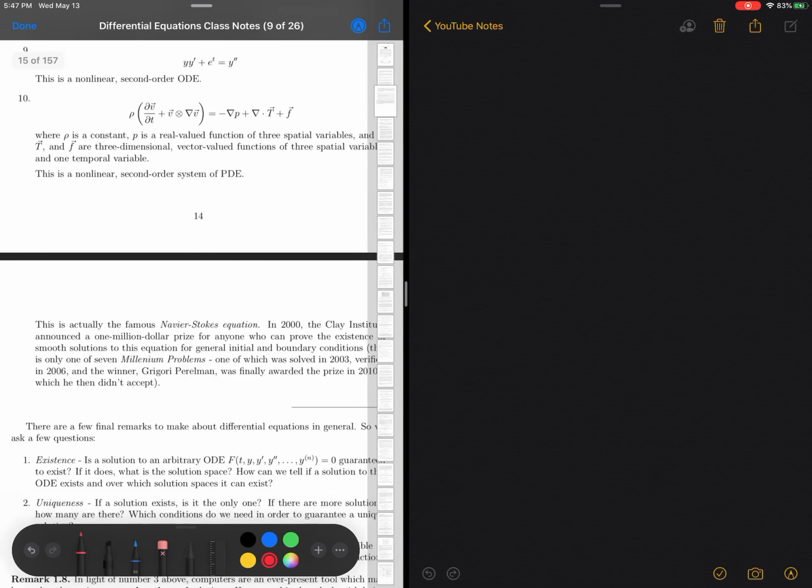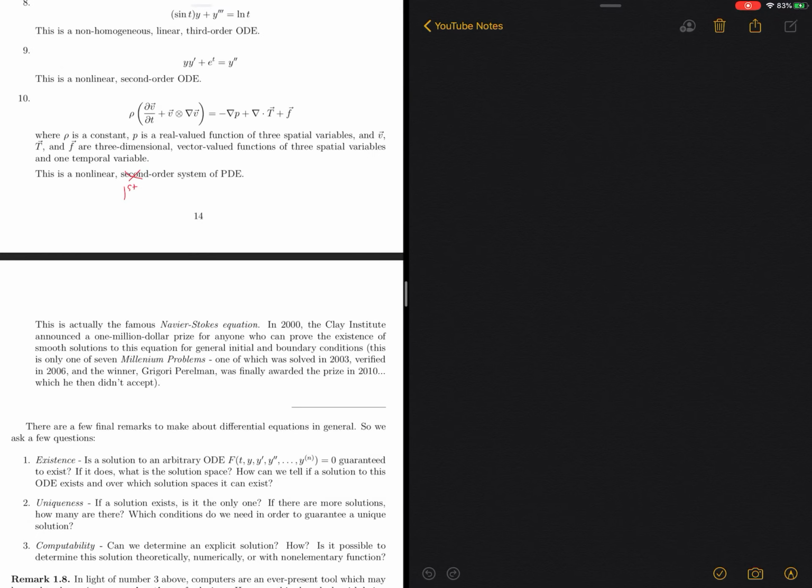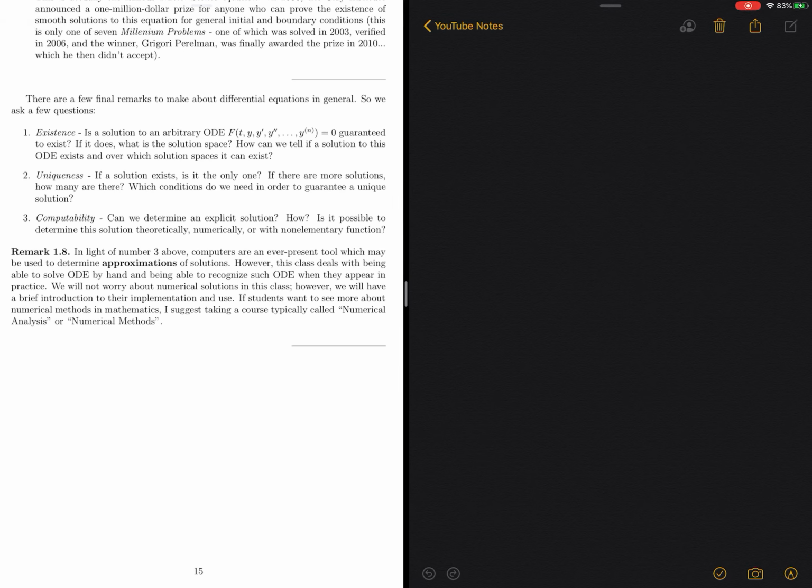Also, I have no idea why it says second order in the notes. It should say, oh, the battery is low, apparently. This is a first order system. So I found another typo in my notes. Yay.